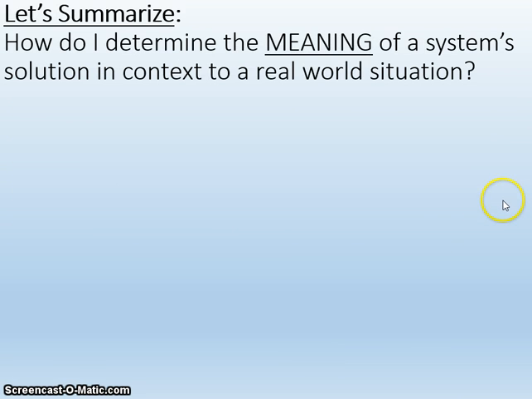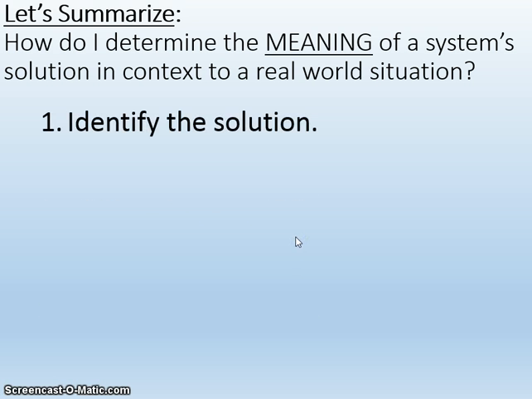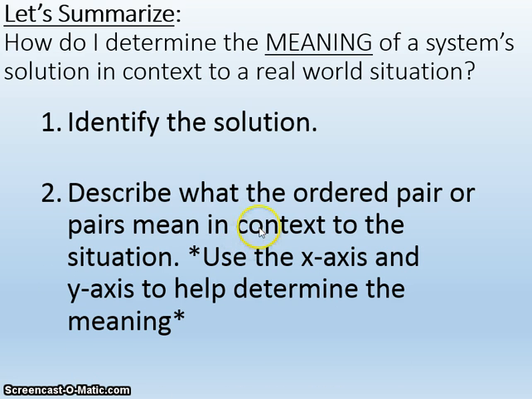So let's summarize what we've learned. Our essential question was, how do I determine the meaning of a system solution in context to a real-world situation? So the first step is identify the solution and then describe what it means in context of the situation, and be sure to use the X and Y axis labels to help determine the meaning.